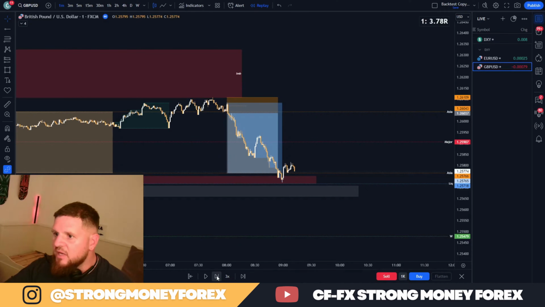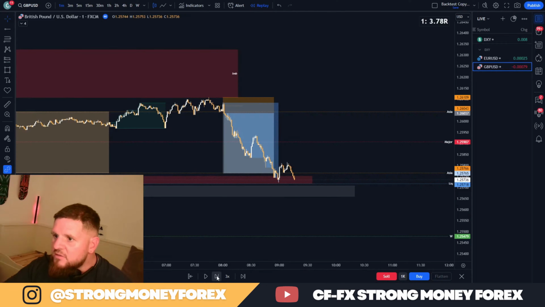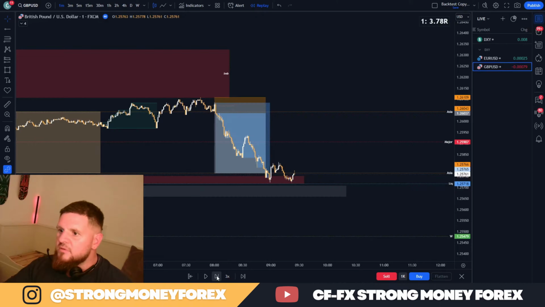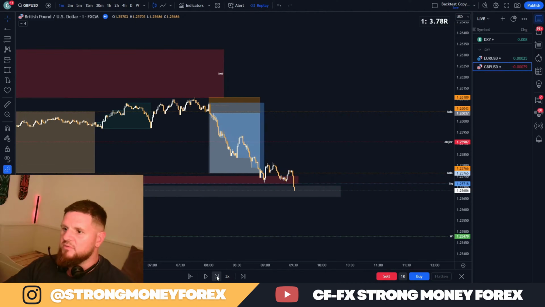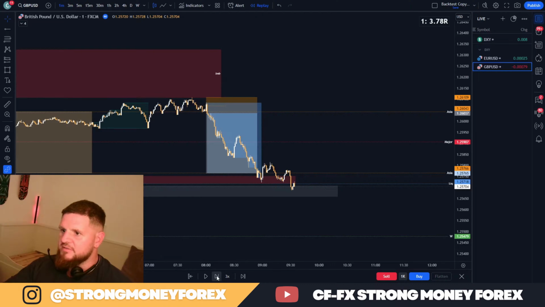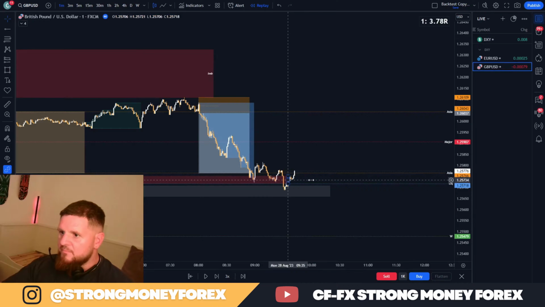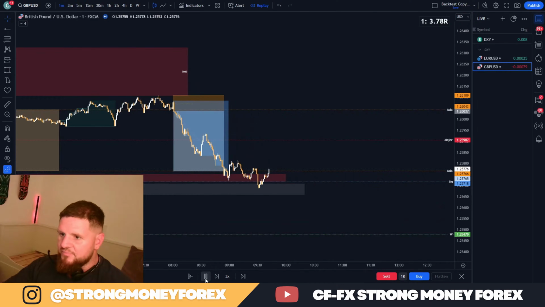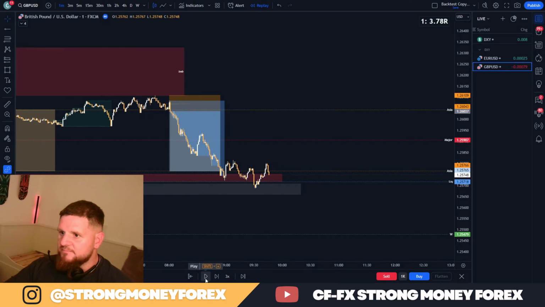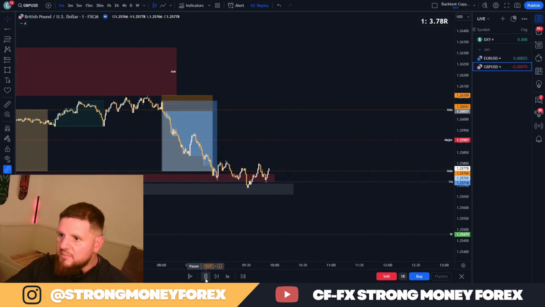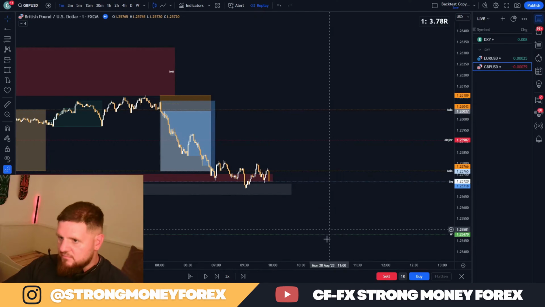Let's see if we can get a manipulation of some kind. Let's tag that. Come on. Right, okay, so we've tagged that. All we need now is some bullish structure. So we've got our zone tagged. Look, let's see if we get our setup. Okay, so manipulation. Okay, now I'm pretty happy with that.